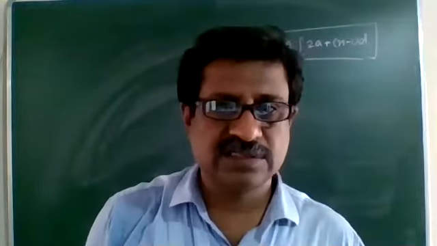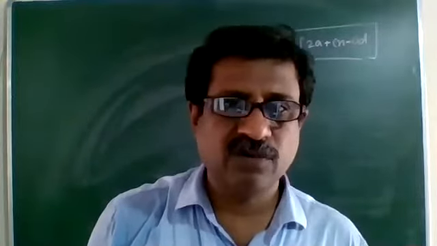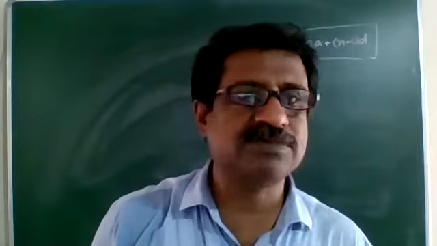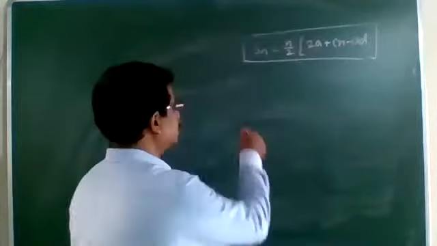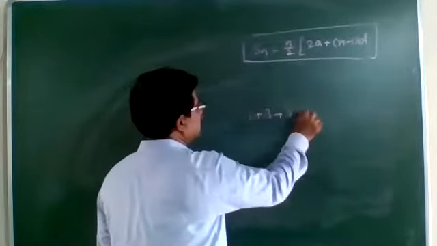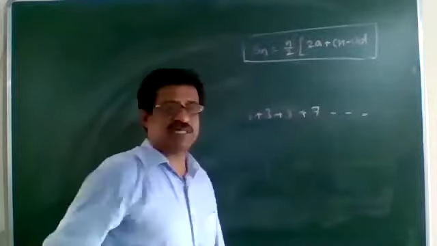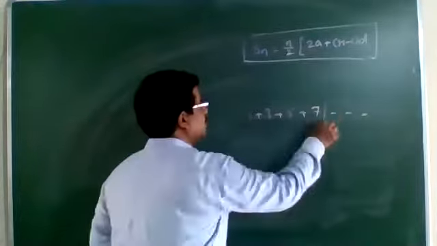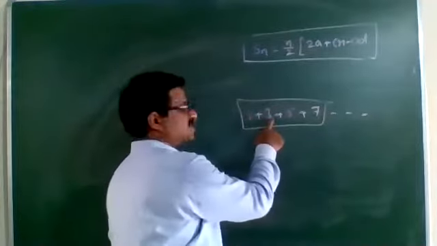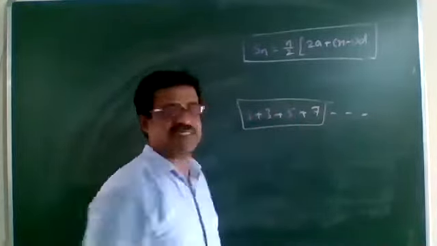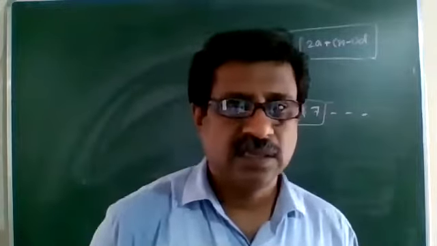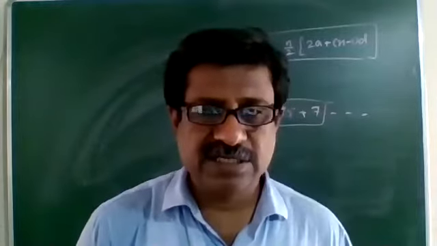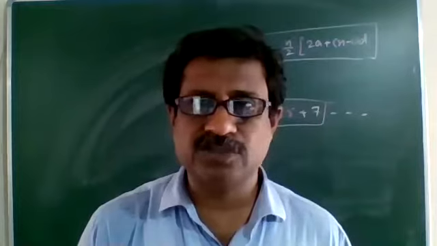A sequence which is an AP, and if you want to find out the sum of all the terms of AP, suppose we got 1, 3, 5, 7. These numbers are AP. If you want to find out the addition of the first 4 terms of this AP, the addition is 1 plus 3, 4 plus 5, 9 plus 7, 16. This addition can also be obtained by using the formula.